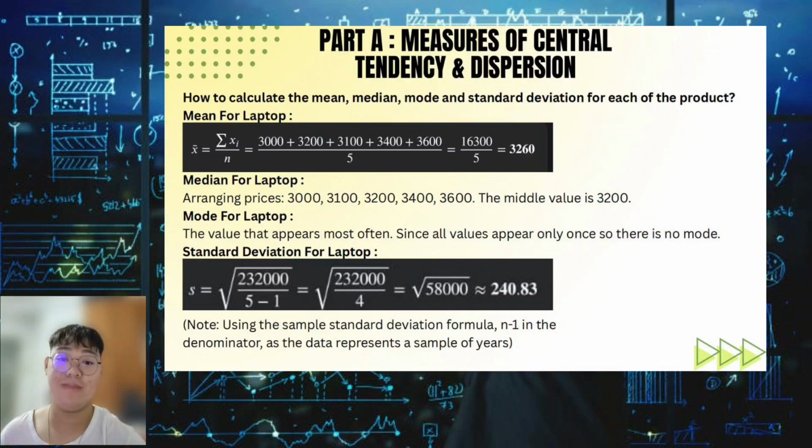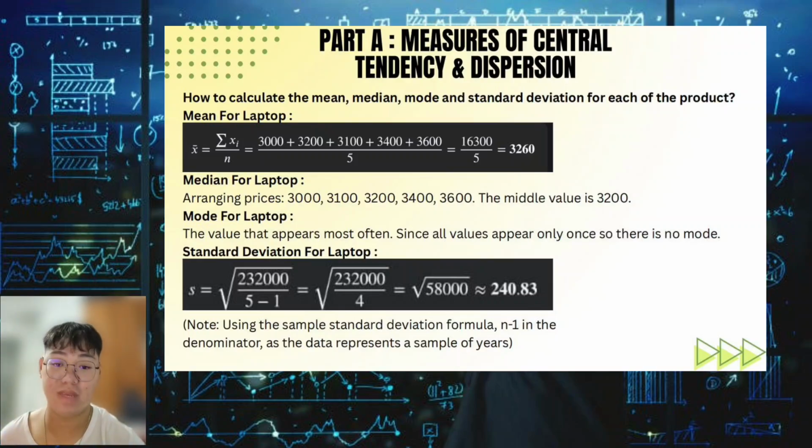So how do you find the mean? Actually for the mean, you just need to add up all of the prices from 2020 until 2024. So you sum all of them, 3,000, 3,200, 3,100, 3,400, 3,600, and divide it by 5, since it is 5 years. You get 16,300 over 5, which is 3,260. This is the mean for the laptop.